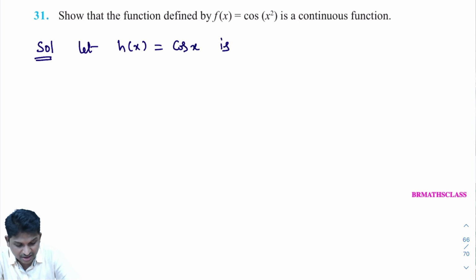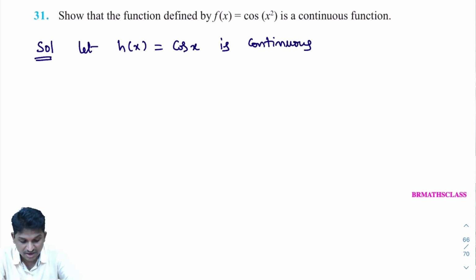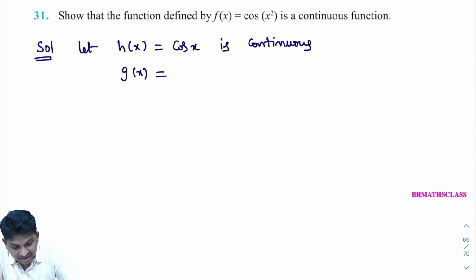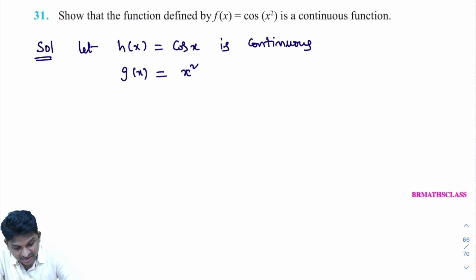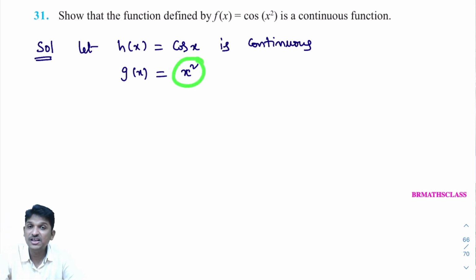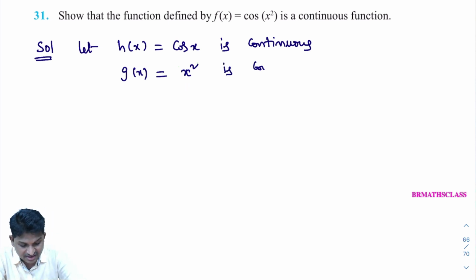Cos x is continuous function that we learned in last class. All trigonometric functions are continuous functions. So h of x, I taken it as cos x. We know that cos x is continuous function. Now g of x. What is g of x? Here 2 functions are there. One is cos x, another one is x square. Now I'll take g of x as x square. What do you know about x square? It is a continuous function. In theory part, we learned that every polynomial function is continuous function. So here x square is a polynomial function. This is continuous.